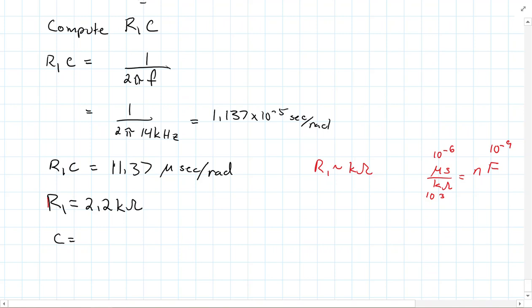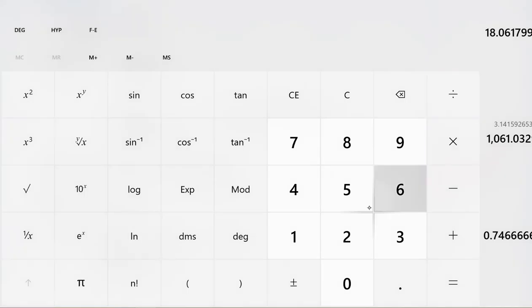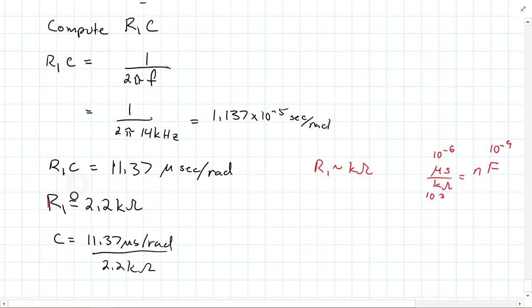But then C is going to be 11.3 microsecond per rad divided by 2.2 kilo ohms. So let's see what happens when we get that. So we get 5.17 nanofarads, which again is not a standard component. I mean, we have 4.7 nanofarad. You can get 5 nanofarad capacitors, but again, what is mass produced? And this is not a mass produced capacitor.